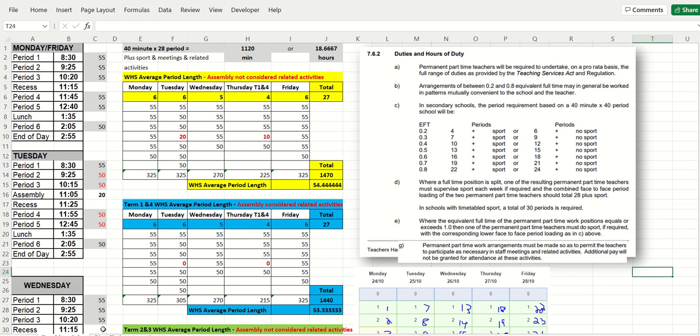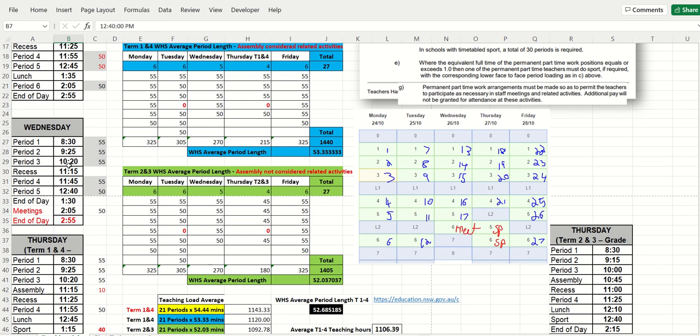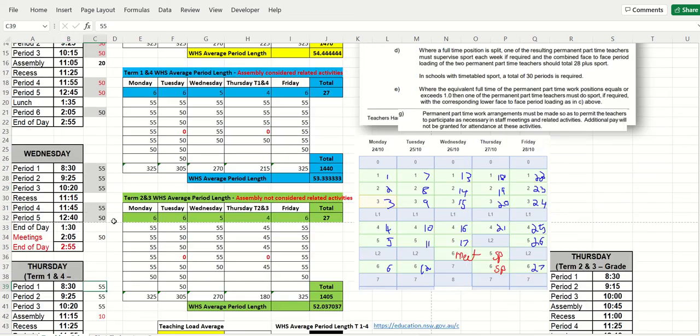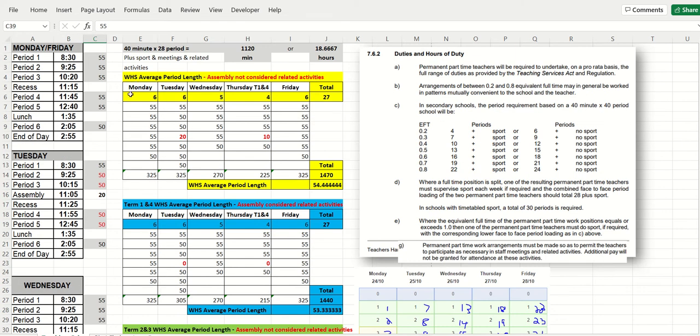Anyway, the first thing I made is a teaching calcs tab. It's got all the calculations. Basically, I broke up the day structure: Monday, Friday, Tuesday, Wednesday, which is separate, Thursday terms 1 and 4, and then also Thursday's term 2 and 3. And then I broke each of the differences between each one of the periods, so for example, period 1 and period 2, 55 minutes, then chucked it up into this overall calculation table.